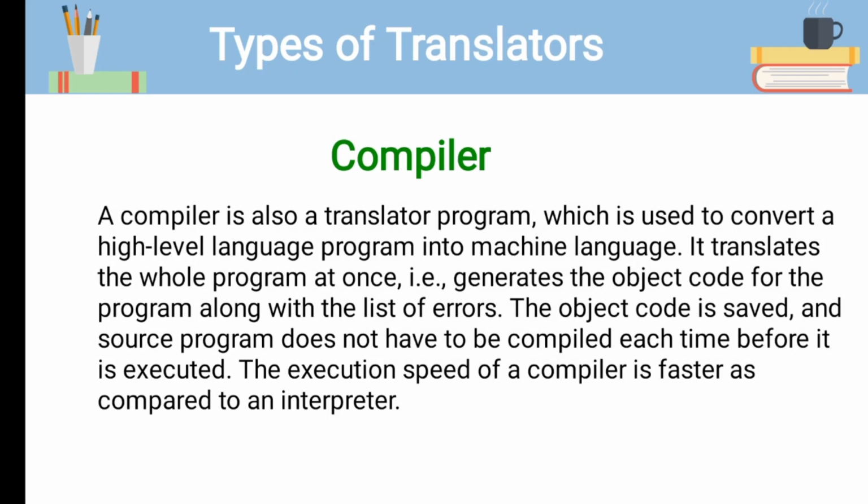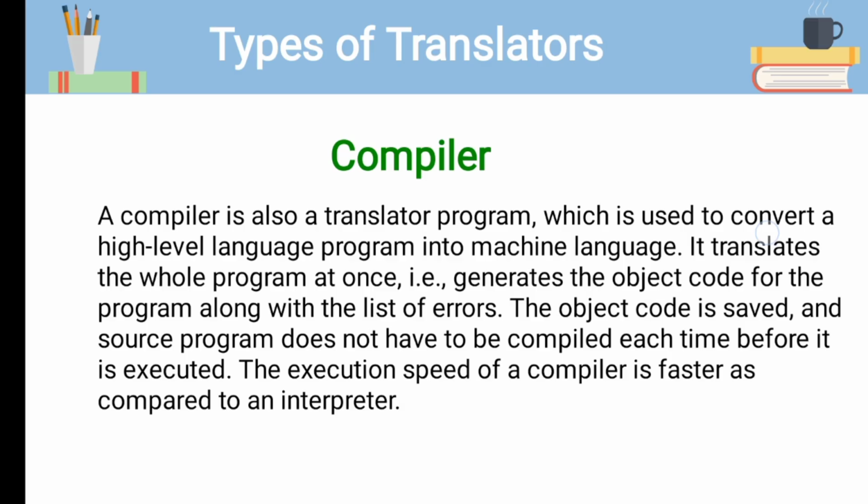Second is compiler. A compiler is also a translator program which is used to convert a high level language program into machine language. It translates the whole program at once and generates the object code for the program along with the list of errors. The object code is saved and the source program does not have to be compiled each time before it is executed. The execution speed of a compiler is faster as compared to the interpreter.